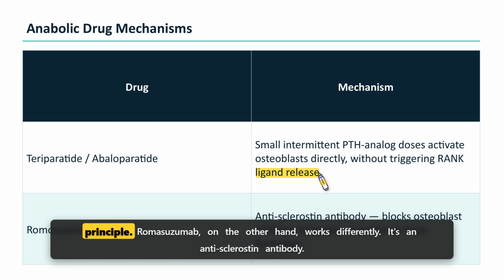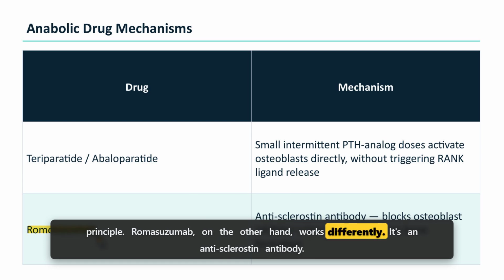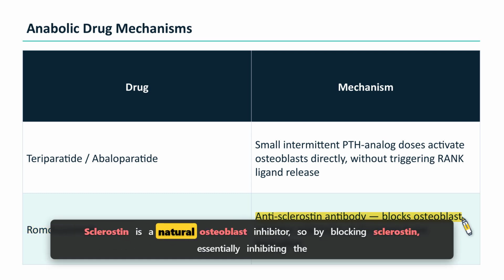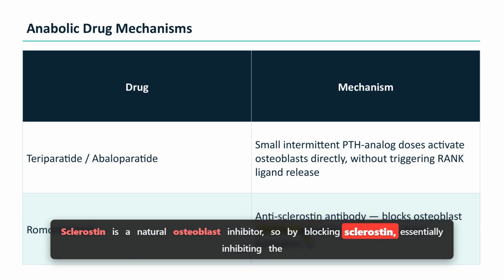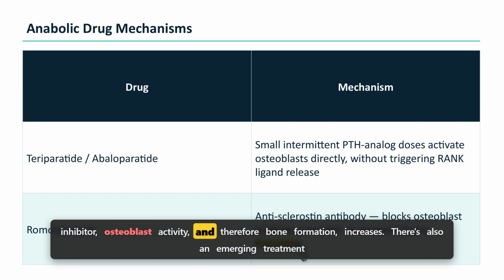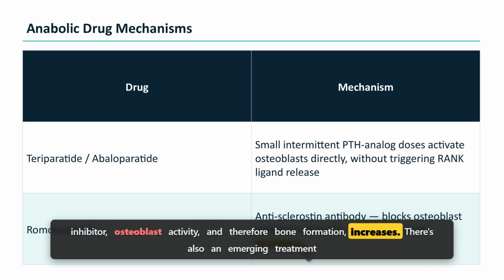Abaloparatide works on the same principle. Romosozumab, on the other hand, works differently. It's an anti-sclerostin antibody. Sclerostin is a natural osteoblast inhibitor, so by blocking sclerostin, essentially inhibiting the inhibitor, osteoblast activity, and therefore bone formation, increases.